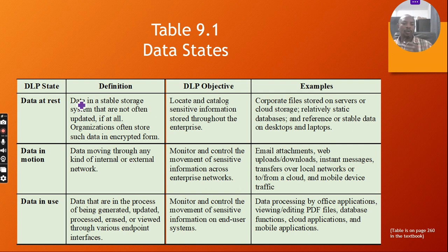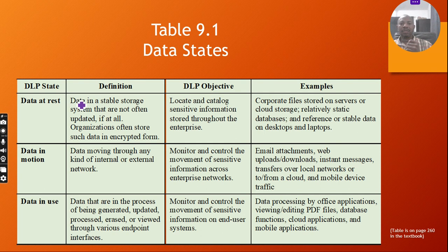Then the third state of data is the data in use. The data in use is defined as the data that are in the process of being generated, updated, processed, erased, or viewed through various endpoint interfaces. So these are data in use.